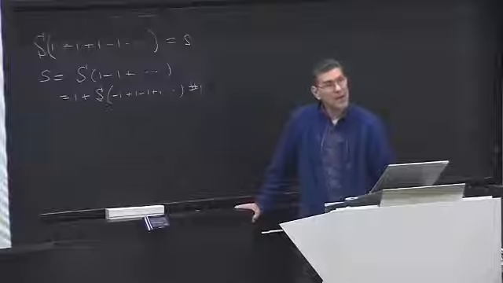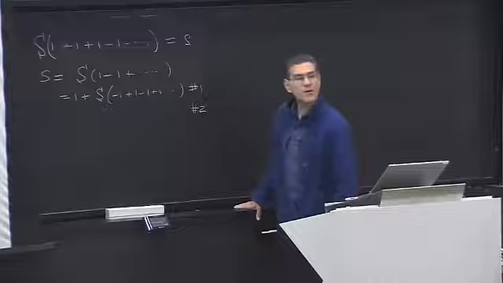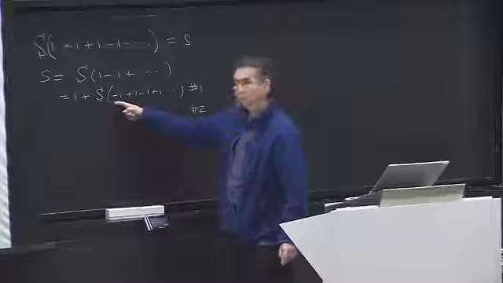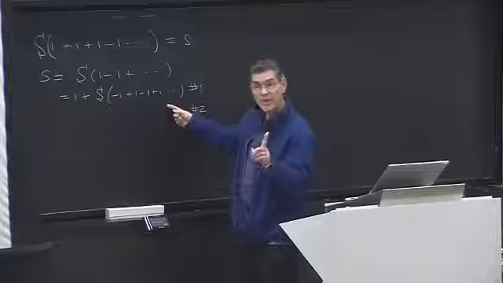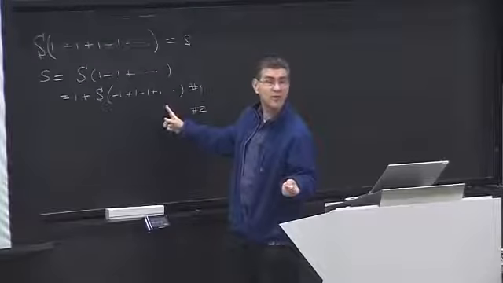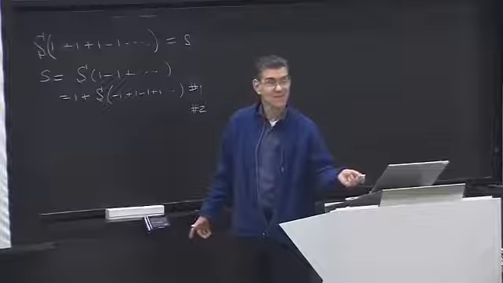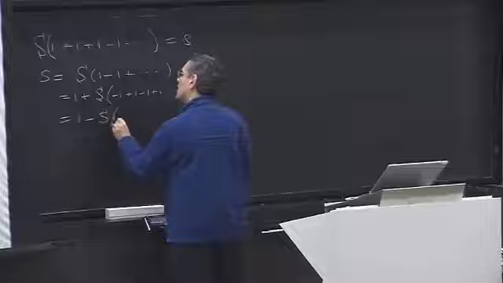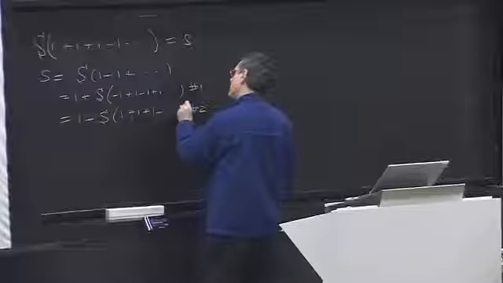Okay? And by axiom number 2, by linearity, this is the same. I can factor out a number multiplying all the terms in these series without changing the order of the terms. And you know what number I'm going to factor out. What number am I going to factor out? Minus 1, sure. 1 minus S times 1 plus 1 minus 1 plus 1 minus 1.